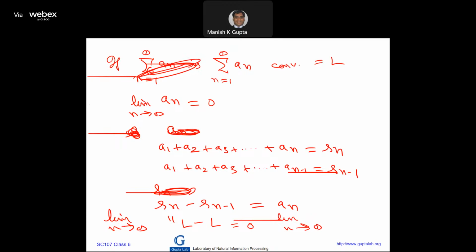So because the series is convergent, Sn is the sum up to n terms, so that limit will exist. Call it L. So limit n tends to infinity of Sn will be L. Similarly, limit n tends to infinity of Sn minus 1 will be L. So L minus L is 0. The left hand side is 0, and the right hand side is limit n tends to infinity of an, which is the nth term. Okay. What about the converse?